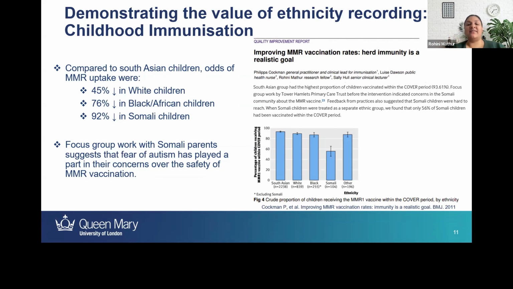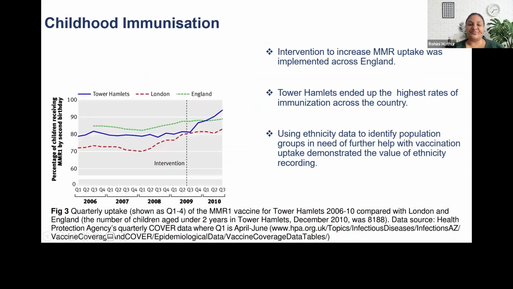We found that compared to South Asian children, who had the highest rates of MMR vaccination, MMR uptake was 45% lower in white children and 76% lower in Black African children. However, when we brought out the Somali community separately, we found that MMR uptake was 92% lower in this group. So this allowed us to develop some targeted interventions in Tower Hamlets, and we were able to implement a call and recall program to improve MMR uptake.